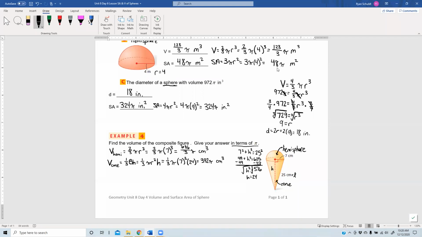Okay, so we found the volume of each, but that doesn't give us the total volume. So let's get total. We've got to add them up. So 686 over 3 pi plus 392 pi. Now, if you add these in the calculator, it may give you something like 1862 over 3 pi centimeters cubed. Boom, done. There's our exact answer.